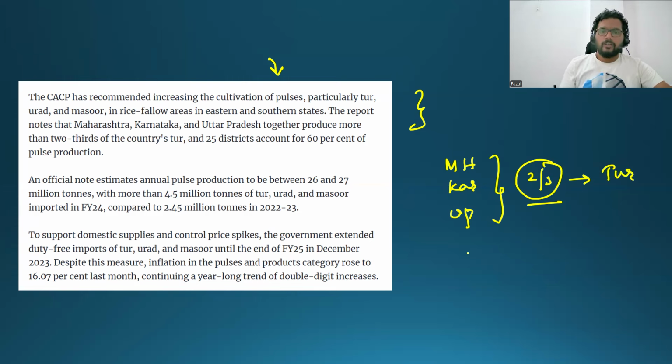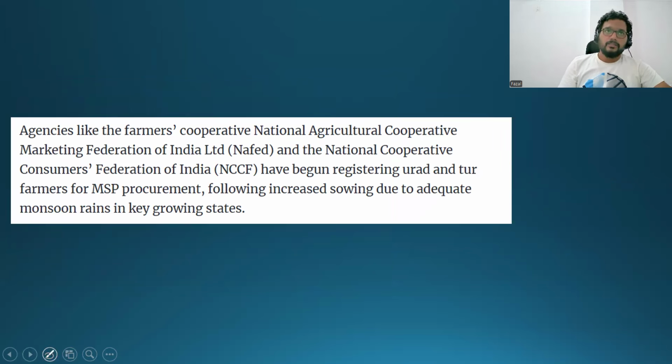And 25 districts account for 60% of the pulses. So almost all will produce that, we can say 25 districts account for 60% of the pulses. So very, very important data. And look at the last one. Despite these measures, inflation in the pulses and products category is very, very high, mostly because of demand and production issues. That's the reason we are still depending on imports. Agencies like NAFED, which we have discussed, and NCCF have begun registering for Urad and Tur for MSP procurement.